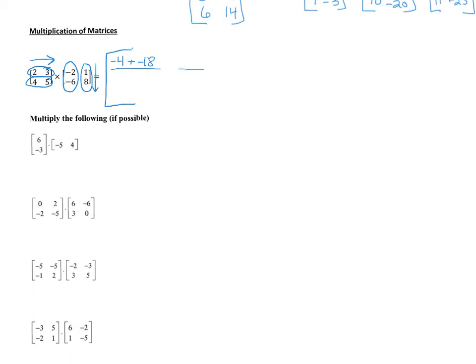Now, I'm going to do a similar thing to get the second column of the first row. Now, I'm going to reuse the first row values. So, I'm going to reuse this 2 right here, and I'm going to multiply it by this 1.